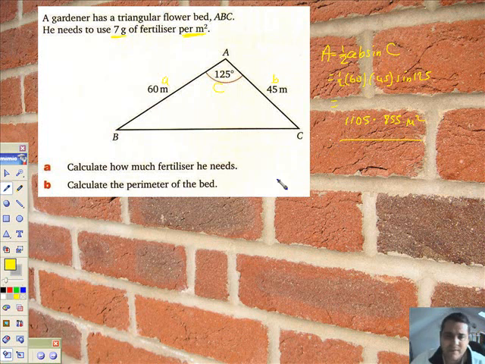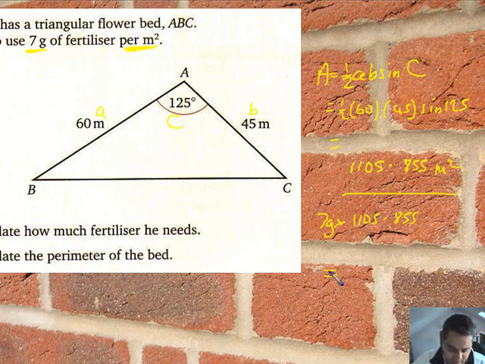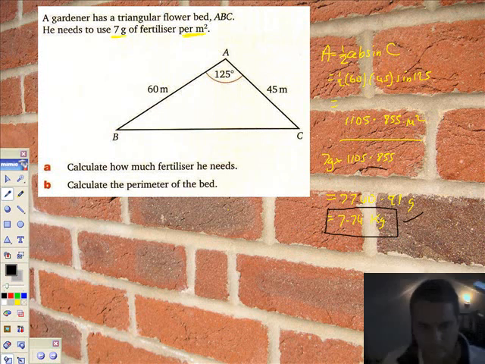So multiply it by 7, so here we go, 7 grams times 1105.855, and that's going to give us 7,740.98 grams. So we're looking at 7.74 kilograms. I'm not going to waste time with that extra little bit of grams. So here we go, 7.74 kilograms worth of fertilizer.